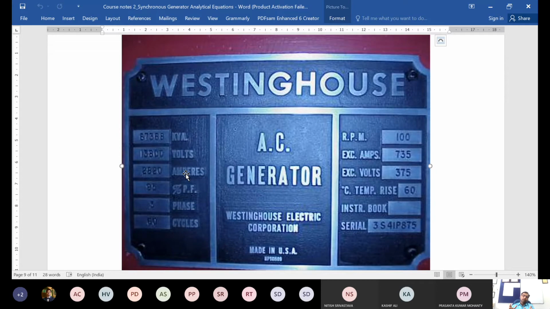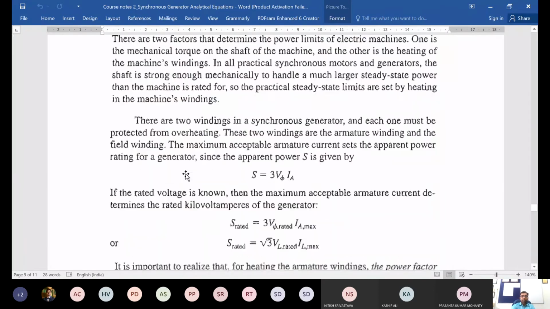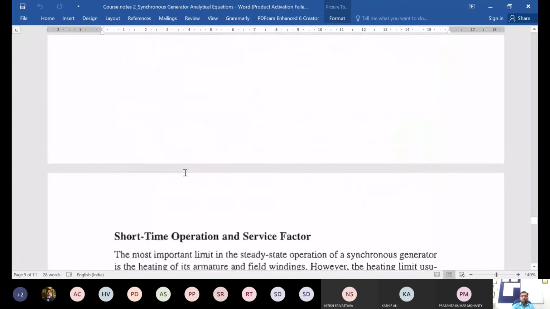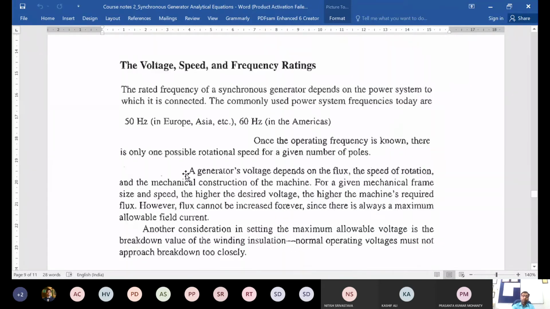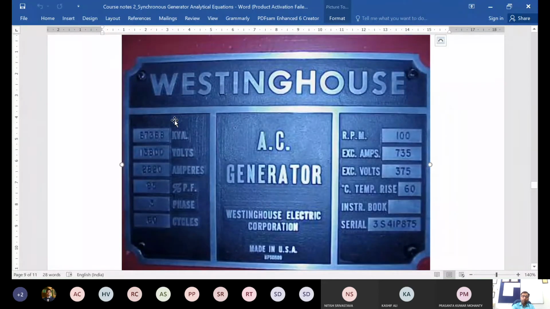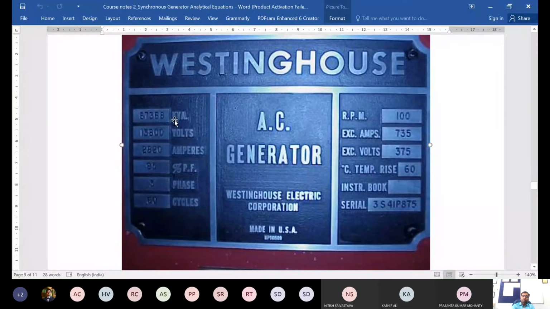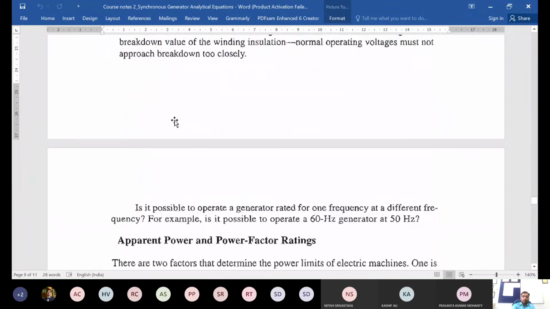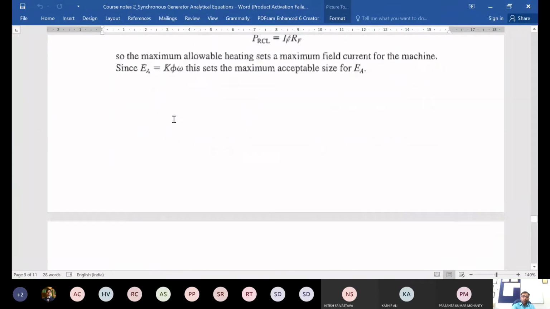This particular concept, that a little overload can be absorbed by the machine for some period of time, is another thing we are going to discuss, and that is known as the short time operation. Usually the nameplate rating will have only the information given here, but the detailed manual of the machine will also have information on how much overload this machine can absorb for what time periods. That is what is known as the short time operation.